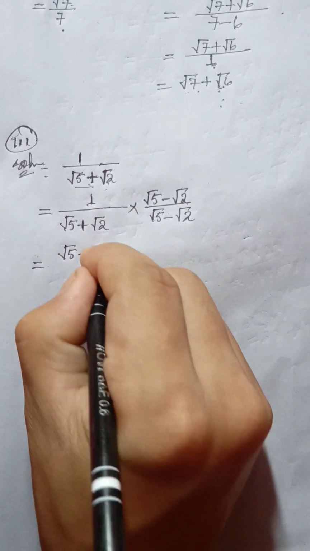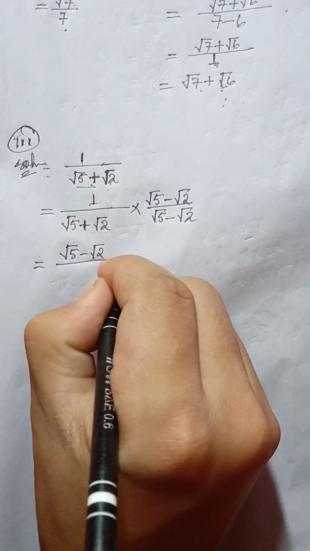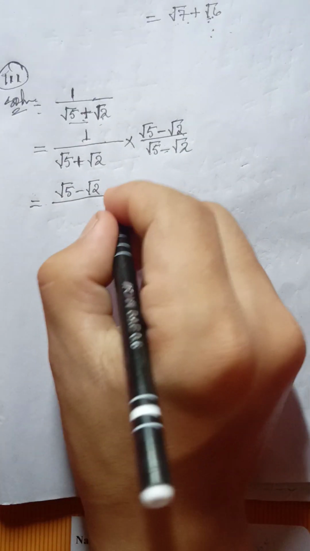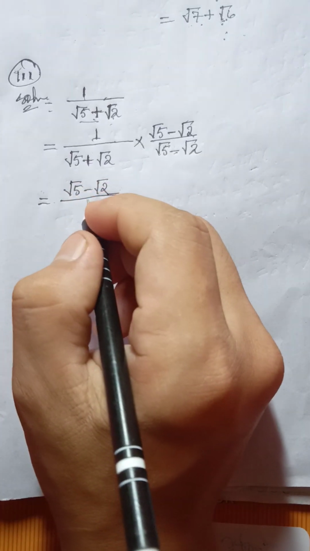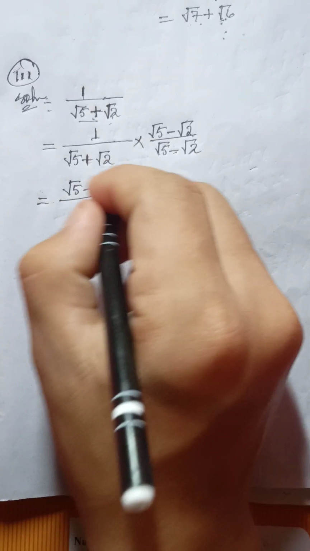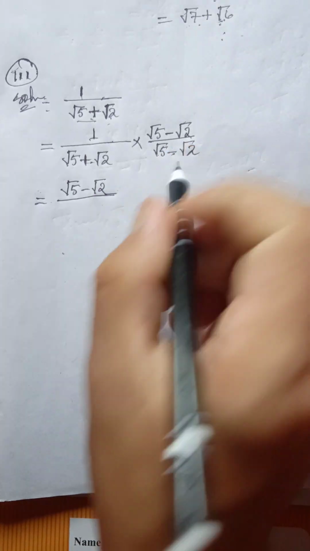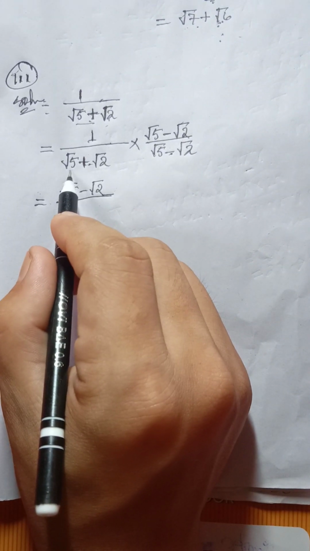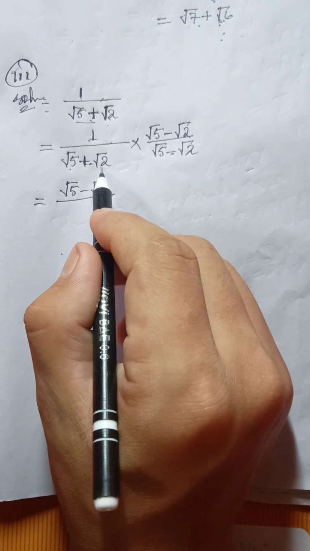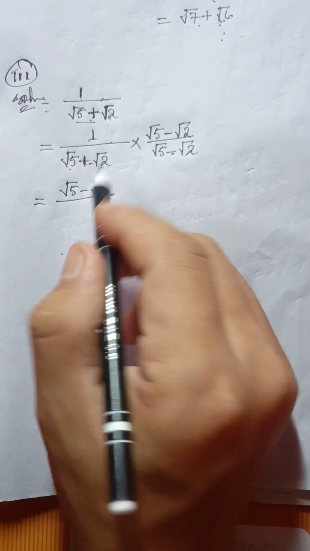That is root 5 minus root 2. Okay, if you multiply these two, as I just explained in the earlier problem, Roman number 2, we can use the formula a square minus b square. Here the value of a will be root 5, and the value of b will be root 2.